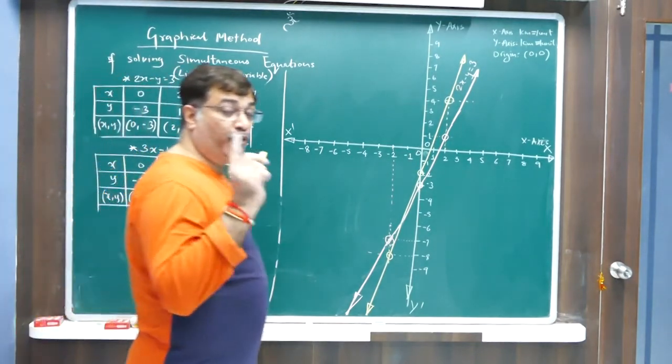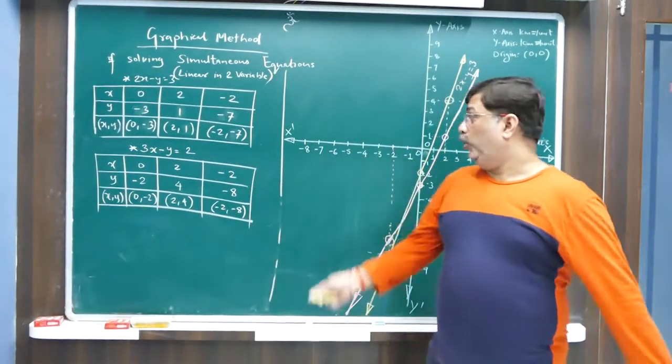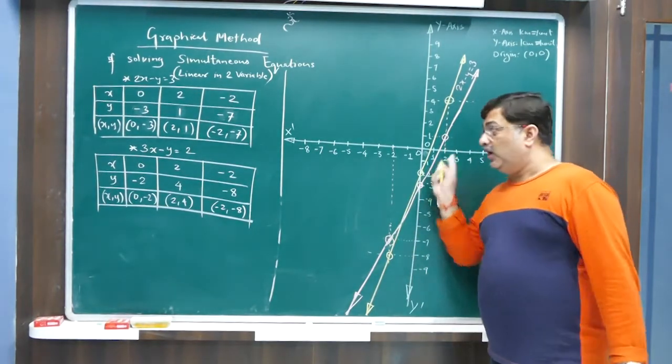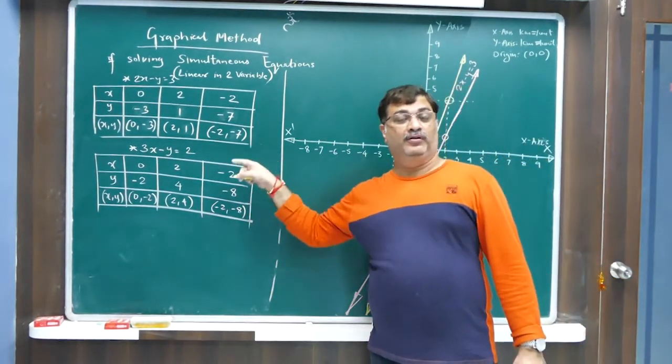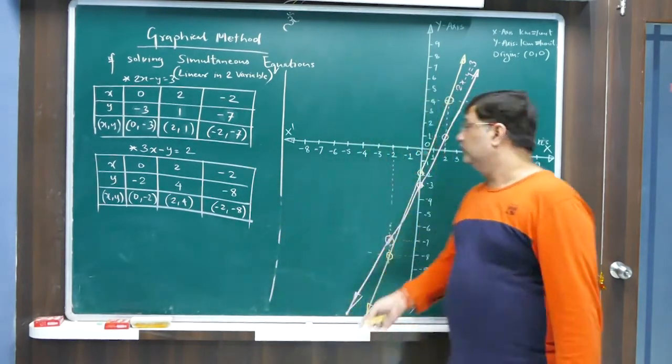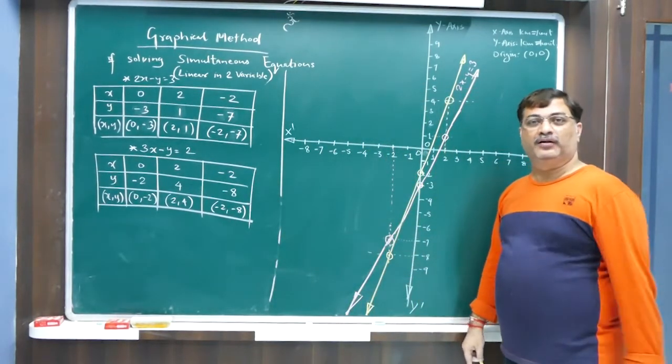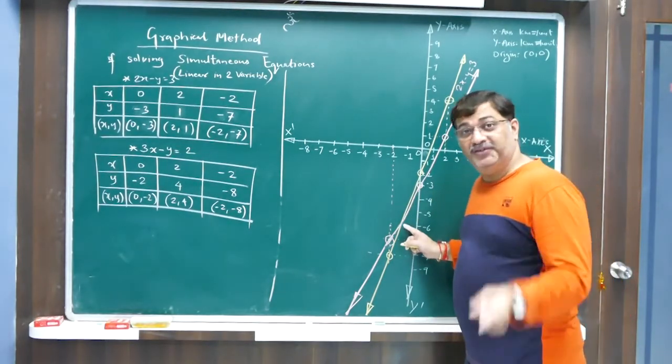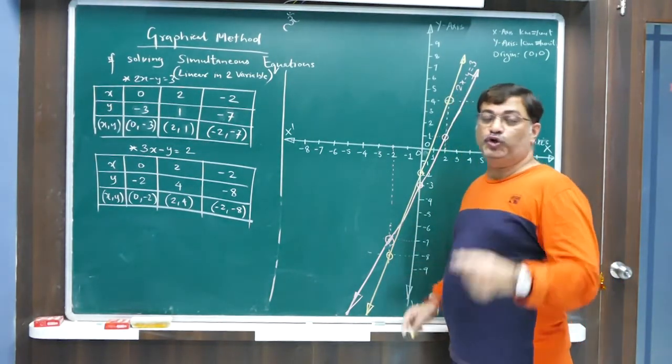Now you understood how important the coordinate table is? All points which you are choosing here are coming from the coordinate table. What if the coordinate table is wrong? What if there is a mistake in the coordinate table? Then your lines will not be correct. And then your intersection point, which is the actual answer, will also not be correct.